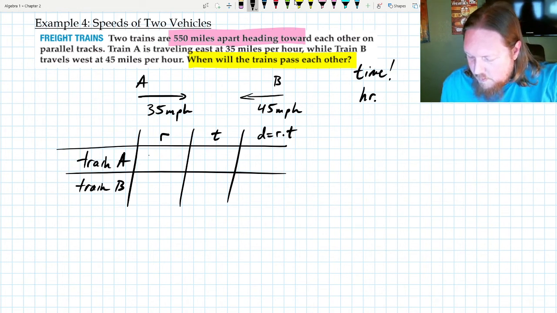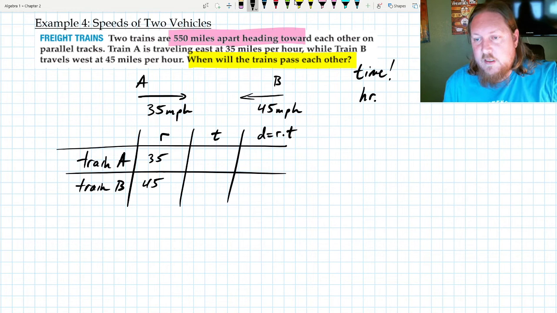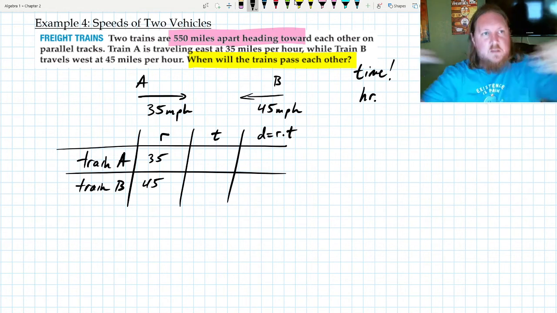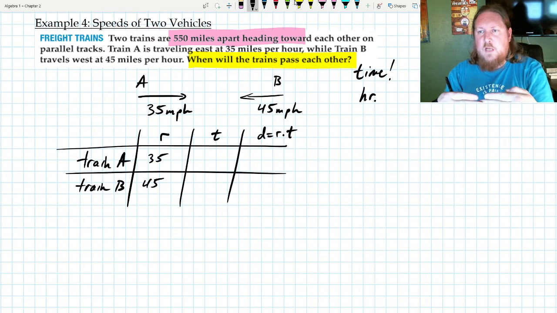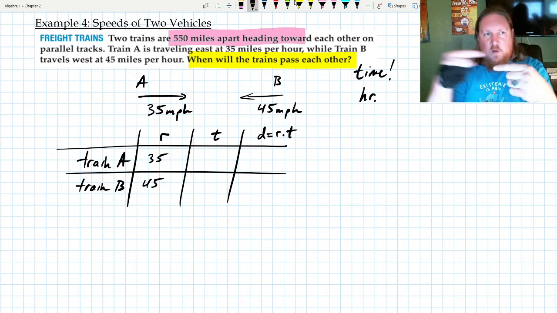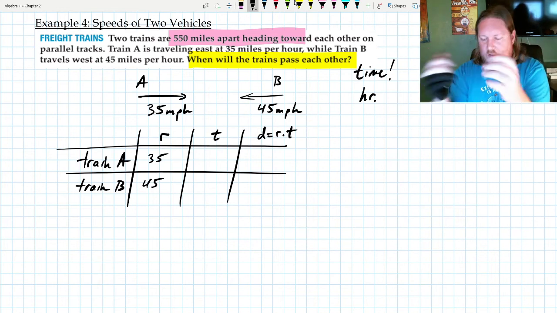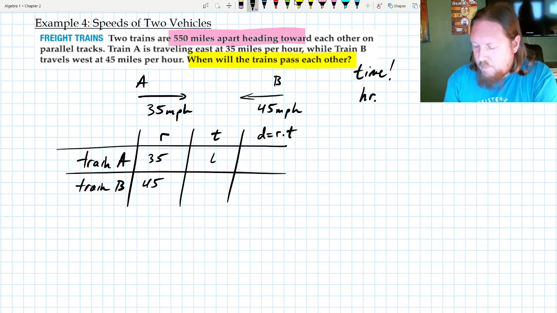Train A is 35 miles per hour. Train B is 45 miles per hour. Time, an interesting thing here, because we don't have anything about their time. They're going to cross each other after driving for the same amount of time. It's not like one train goes for an hour, the other one goes for an hour and a half, and then they pass each other. We assume they start at the same time. So we're going to use t for both of those.